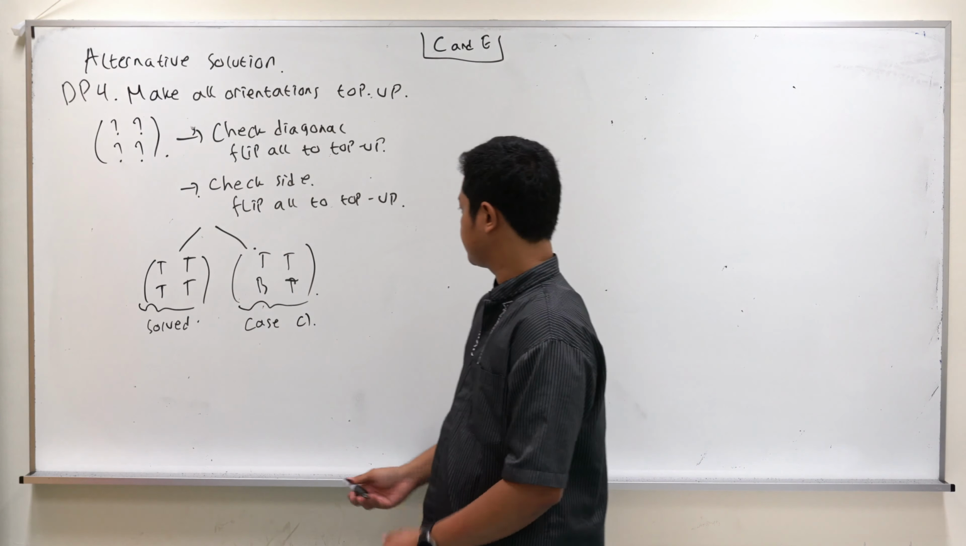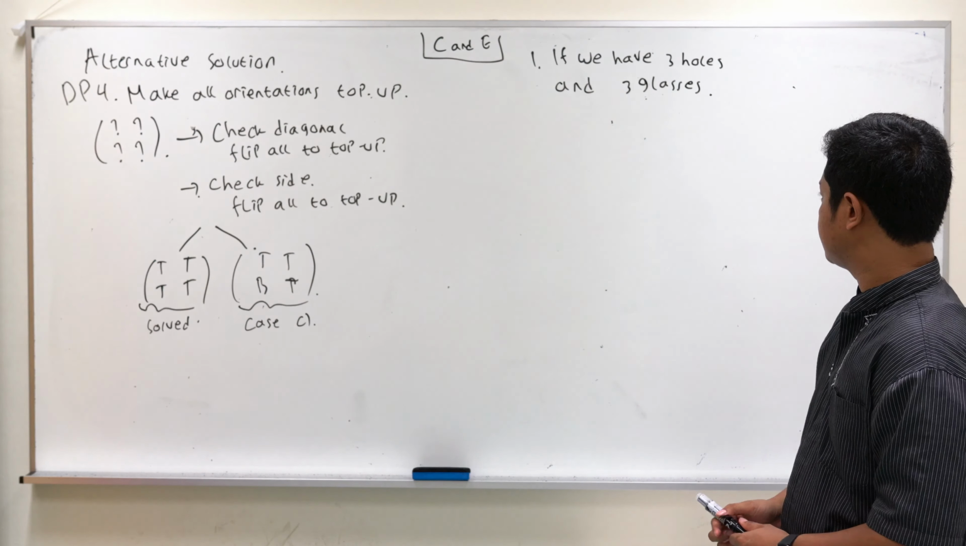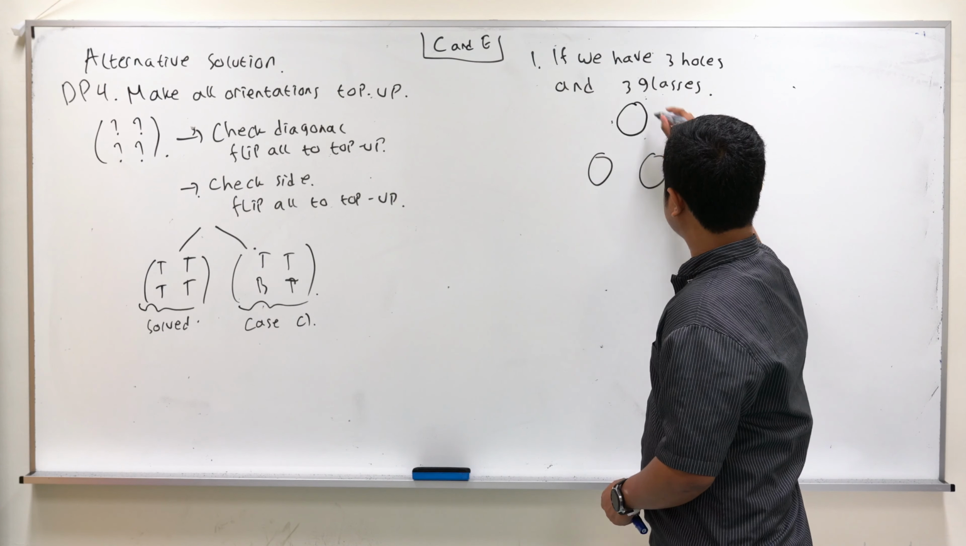Now we try to expand. What's the possibility to expand this? Is it possible if we have only 3? What happens if we have 3 holes and 3 glasses? Is it possible if we have this like this, the arrangement?